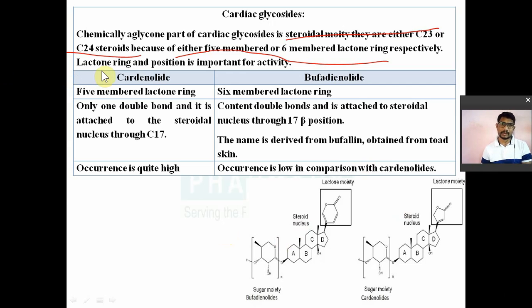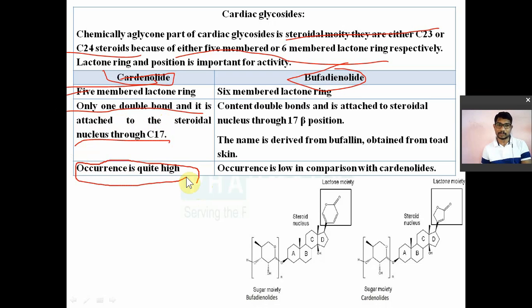In that, you have two kinds of cardiac glycosides. First one is known as cardenolides. Second one is known as bufadienolides. So in cardenolides, you have a 5 membered lactone ring attached to carbon number 17. Then only one double bond will be there in the structure of cardenolides. Only one double bond will be in the lactone ring particularly, which is attached to the steroid skeleton at carbon number 17.